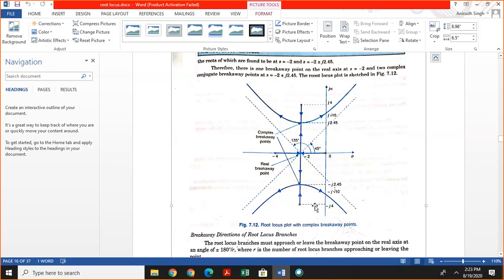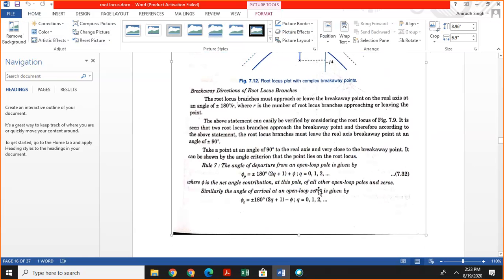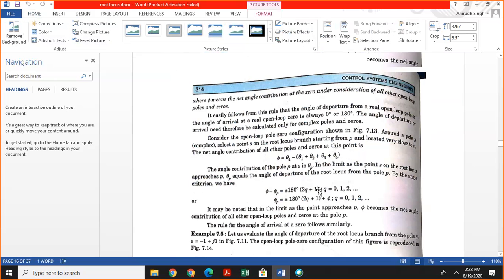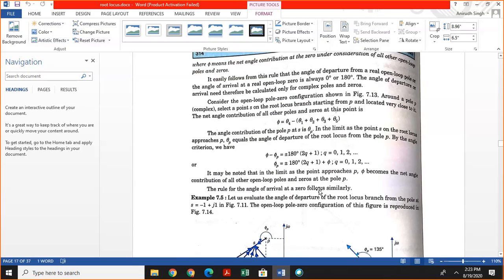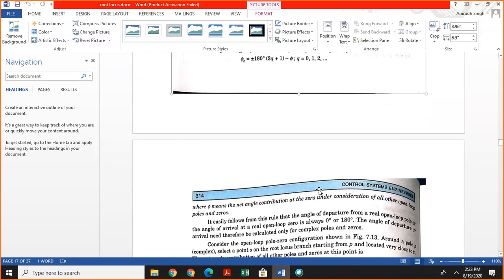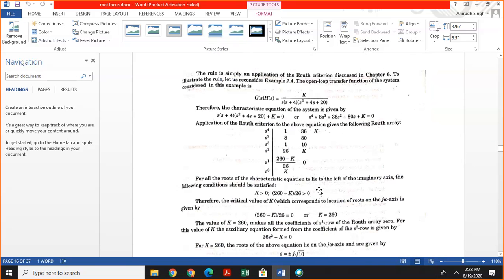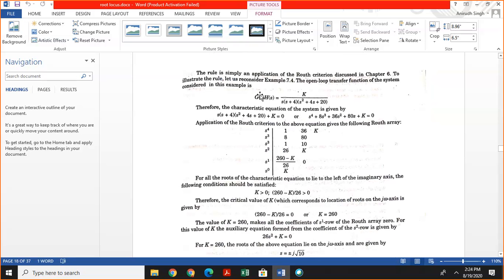And you have to calculate this intersection point of the imaginary axis by using Routh criteria. In this question, that point is not calculated. No, it is calculated here.